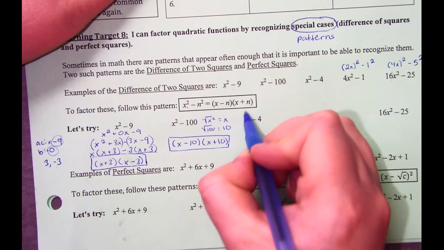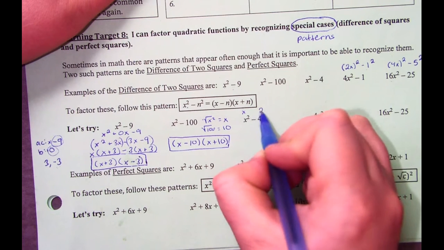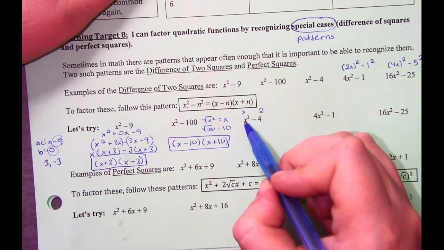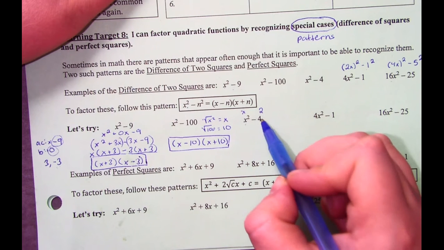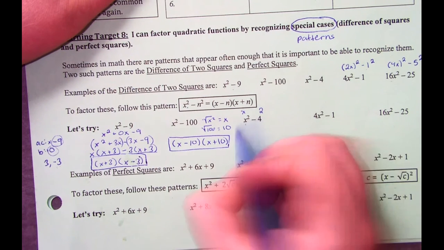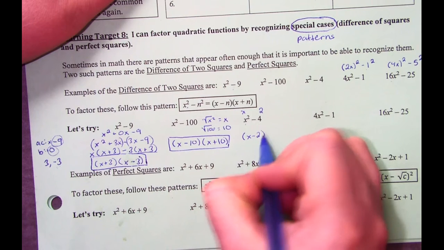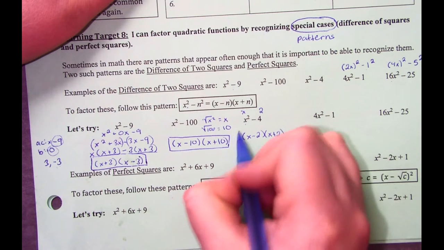Here, that's like an x, that's like a 2, because x squared is really x squared, and 4 is really 2 squared, so your answer is x minus 2, x plus 2.